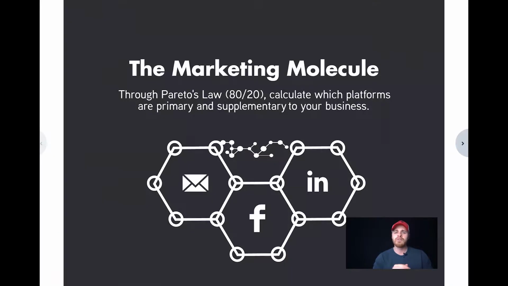Before I ever sit down and start designing a campaign, I always want to know what this business's marketing molecule looks like, right? So marketing molecule is essentially just the platforms that are bringing in the most sales. If you've been around for a while, you can do this sort of Pareto analysis, right? So where's 80% of your sales coming from, and where's the other 20% coming from? You might look at it as what's my primary platform that's producing sales, and what are my supplementary platforms.